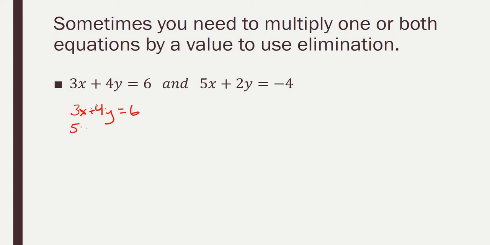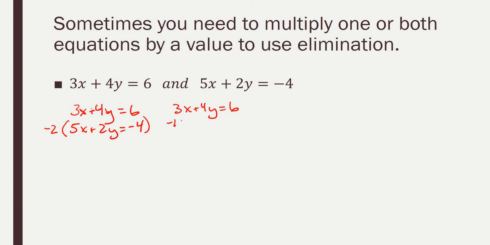you can see that there are no variables that have the same coefficient. However, look at the x's and look at the y's. When I look at these y variables, I can see that if I multiply the bottom by -2, I'll be able to subtract. So I'm going to multiply the entire bottom equation by -2.